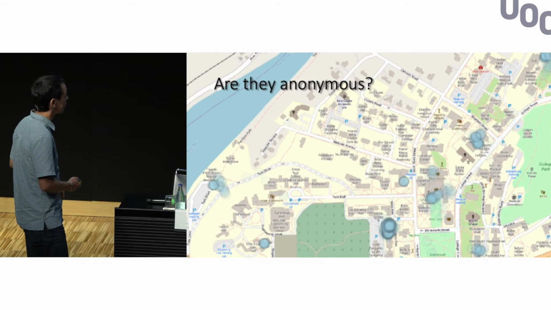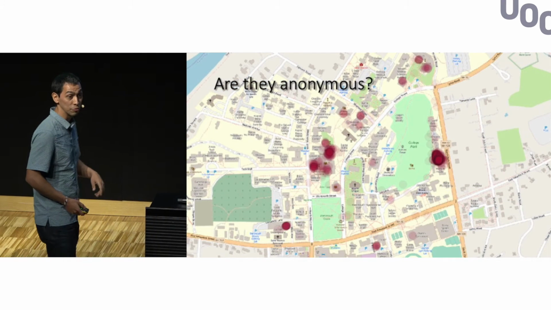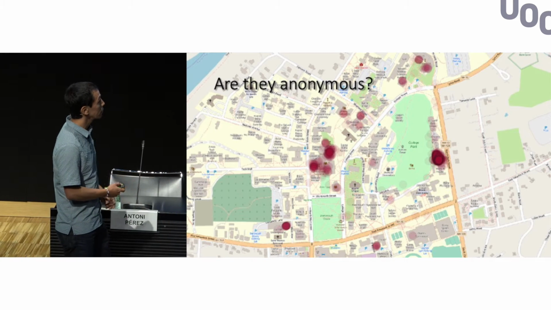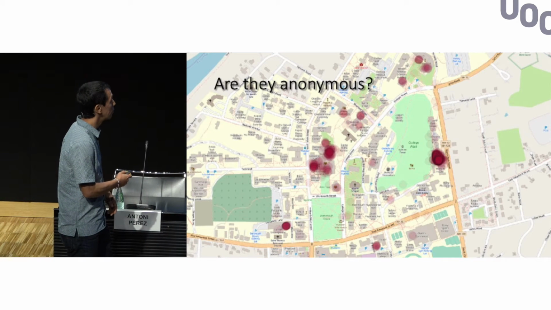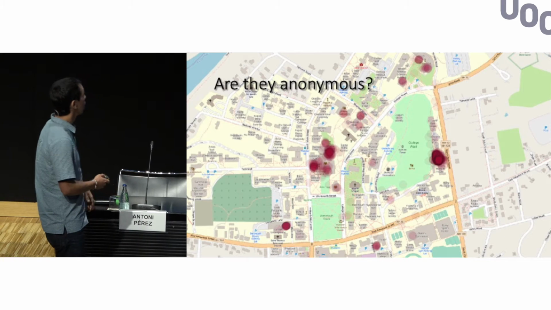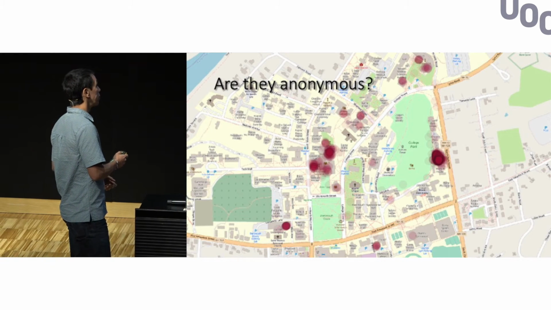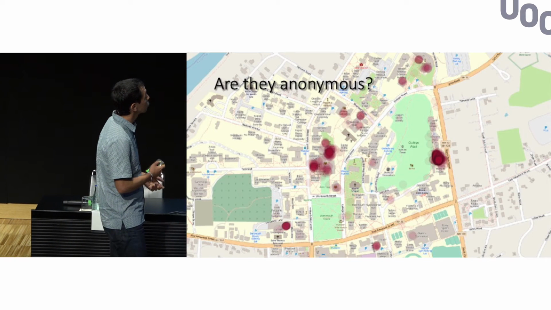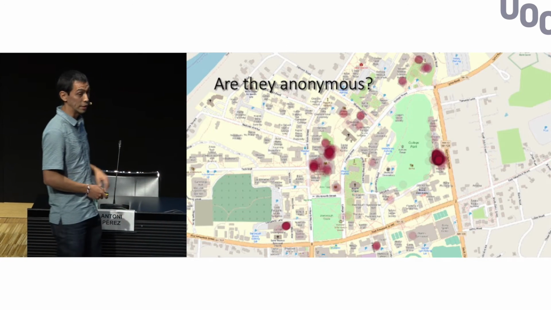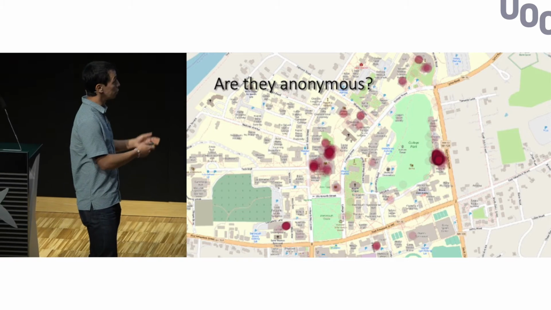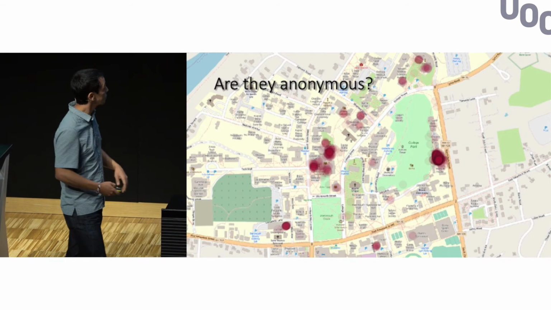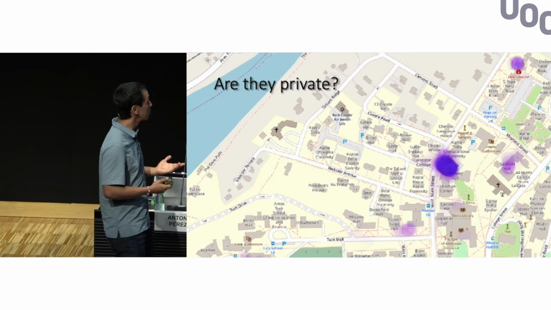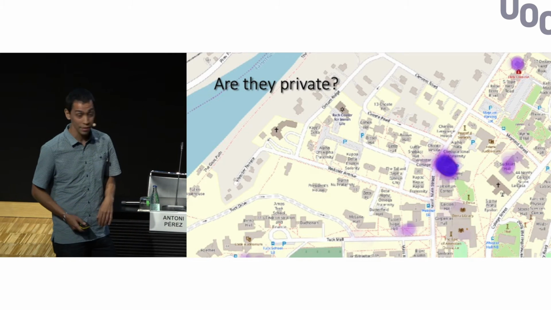What else can we say? Are they anonymous? Red lives here. Red lives in this building. Red goes to the library, also to the Sudikov lab, but red also goes to the medical sciences building and to some other places. Are they private? Are these points of interest private?